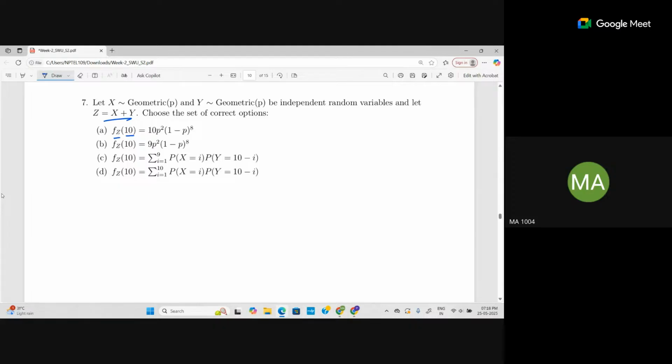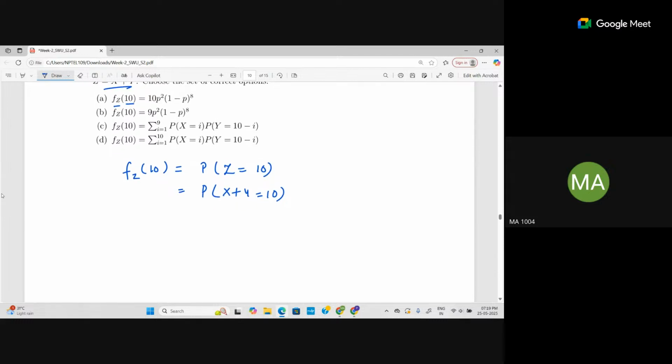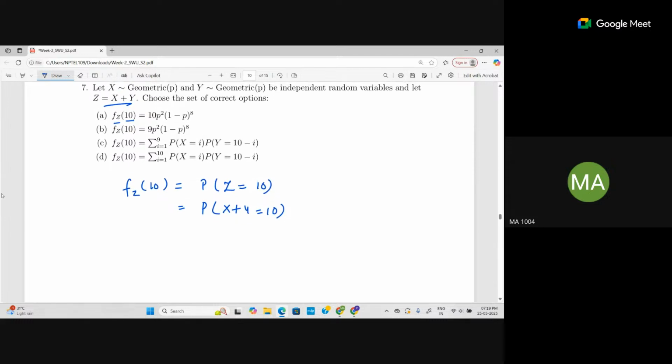So we have to find fz at point 10. Okay, so this is basically the probability that z is equal to 10. Again, z is equal to x plus y, so x plus y is equal to 10. Okay, so we have to see which option is correct.